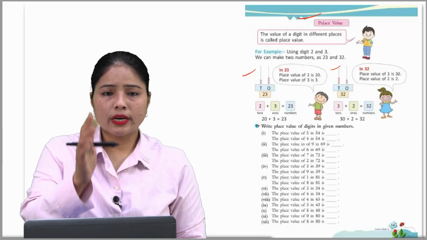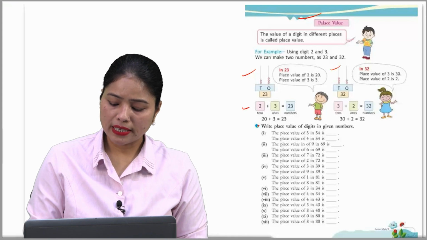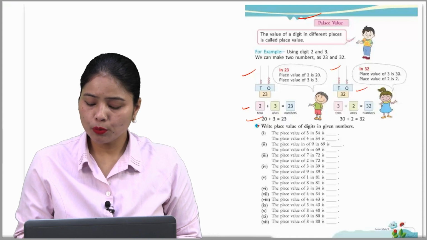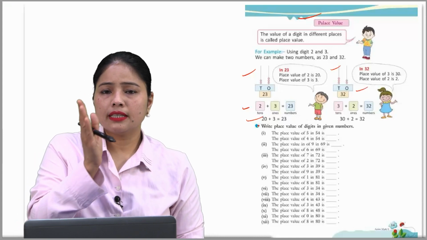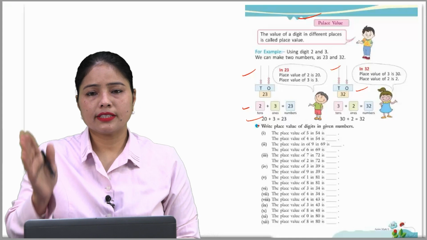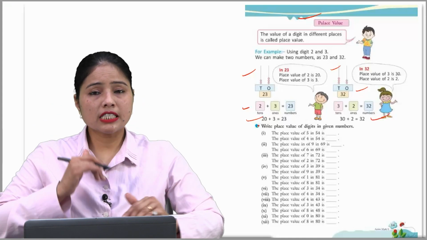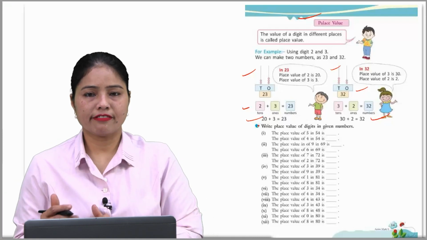Okay. So how is 23 made? 2 tens plus 3 ones makes number 23, that means 20 plus 3 is 23. And how is 32 made? 3 tens plus 2 ones makes number 32, that means 30 plus 2 is equal to 32. So this is how we just add the place value.